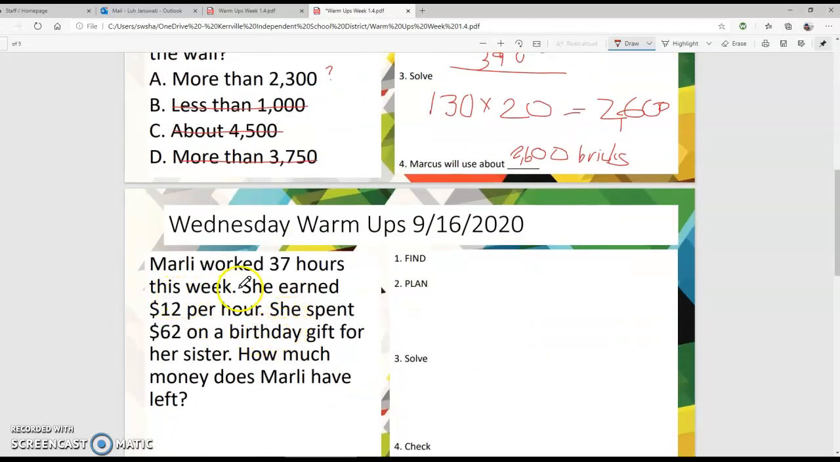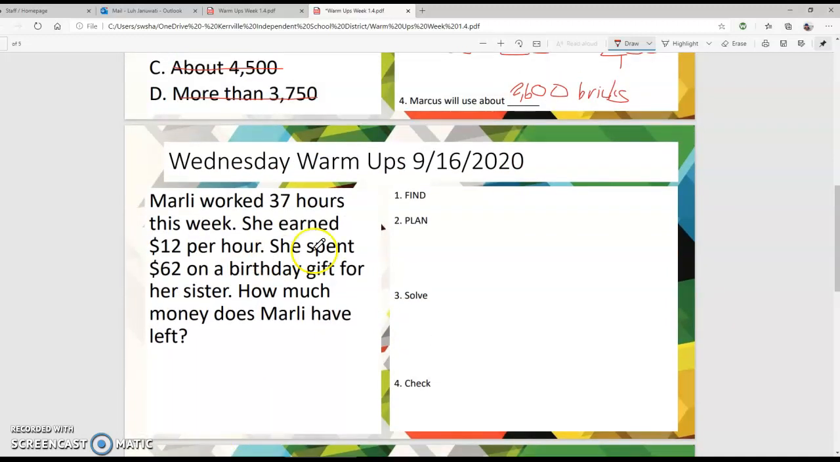Wednesday. Marley worked 37 hours this week. She earned $12 per hour. She spent $62 on a birthday gift for her sister. How much money does Marley have left? That's asking how much money is left, and you know you need to subtract from whatever money she had, right?